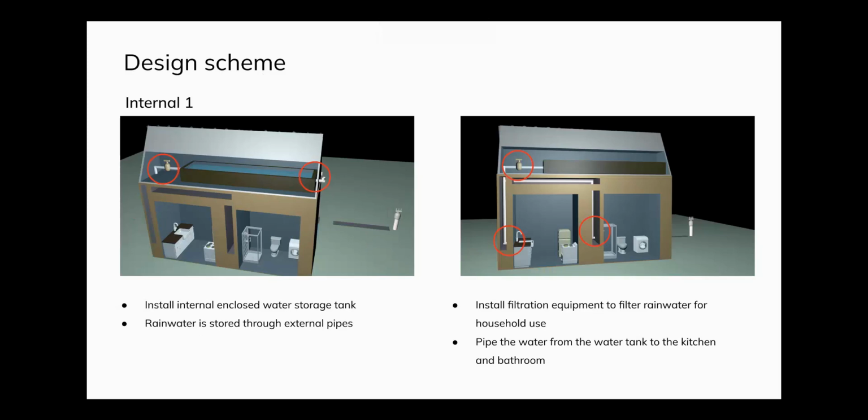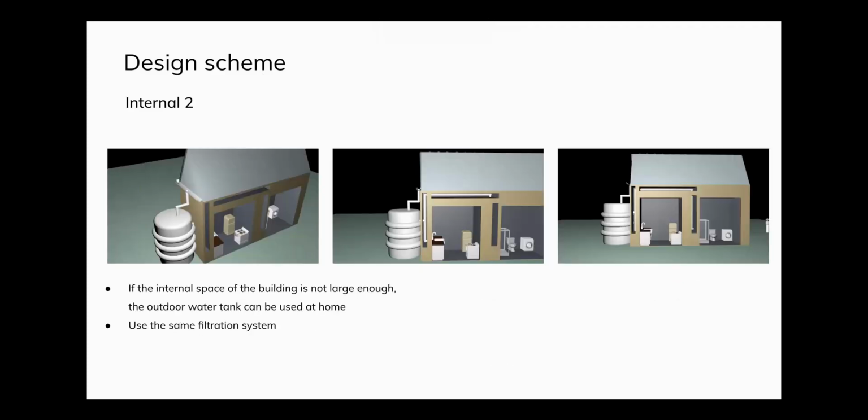Next comes the internal design. If the internal space is large enough, an internal water tank can be installed, and the rainwater is collected through external pipes. A filter machine can be installed to filter rainwater for domestic use, and the water in the tank can be connected to the kitchen and bathroom by water pipes. On the other hand, if there is not enough space inside the house, you can use a household outdoor water tank and filter it in the same way.